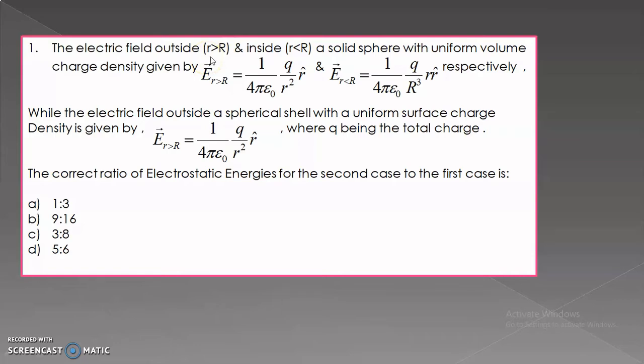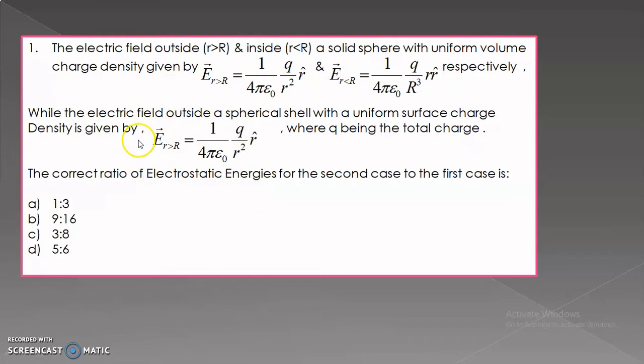Now for outside, R is greater than capital R, and for inside, R is less than capital R. A solid sphere with uniform volume charge density has the electric fields given by these respectively, while the electric field outside a spherical shell with a uniform surface charge density is given by this. So these are the equations of the electric field for a solid sphere, and this is the equation for a spherical shell.